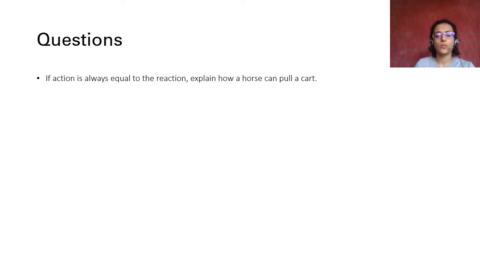So these are some questions, some theoretical questions and some numericals that are given in your book. So I'm going to solve them with you. If action is always equal to the reaction, explain how a horse pulls a cart. When you are walking, what do you do? I told you about this in the previous video.